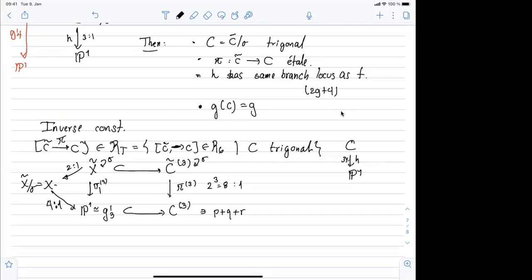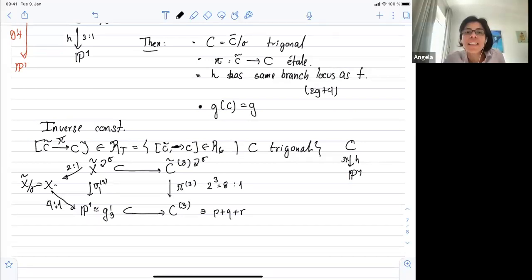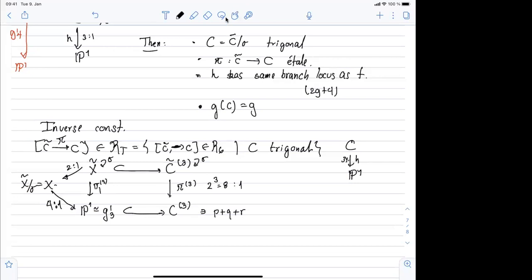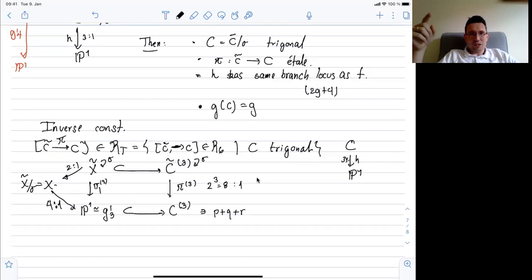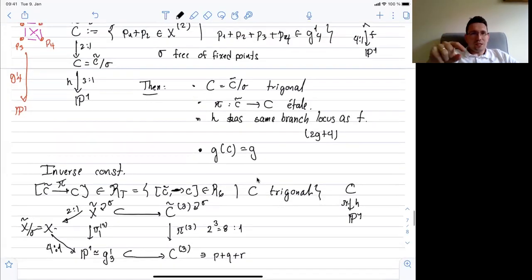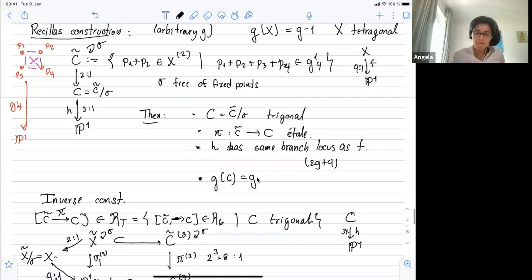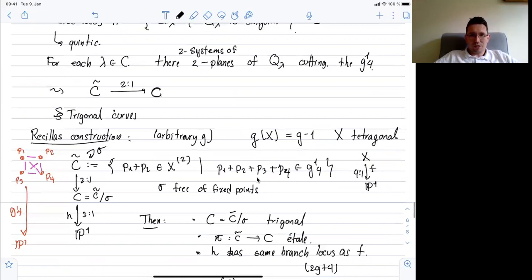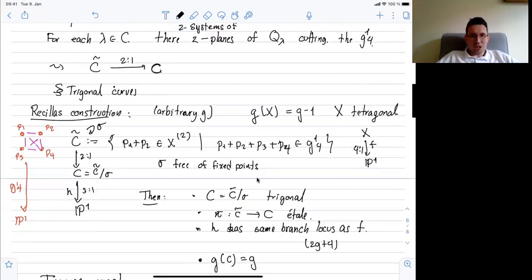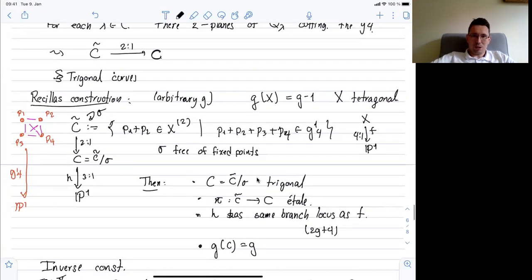I have one question. But I think you already somehow answered it, because you said that in your trigonal construction, the sigma is free of fixed points. And I think that in order to have this sigma free of fixed points, you have this tetragonal G14 to be as general as possible, because I can probably choose X such that the G14 has fixed points, P1 plus P2 plus P1 plus P2 somehow.